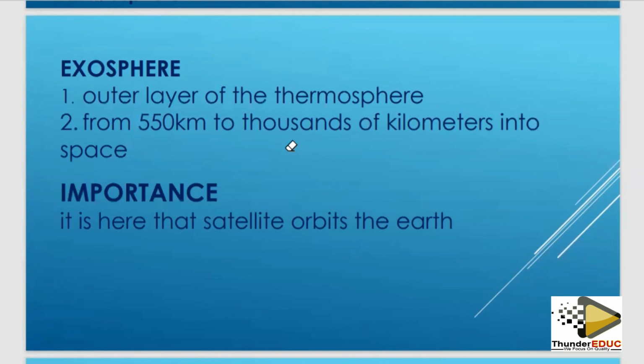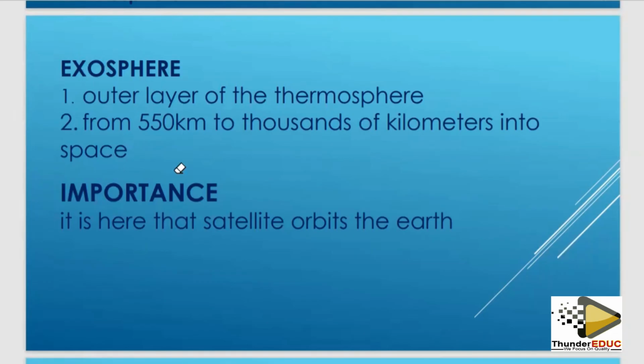Right. Then lastly, we look at the exosphere, which is now the outer layer above the thermosphere. We are now out of the Earth's structure. We are approaching space. It's from 550 kilometers to thousands of kilometers into space. We are now getting into space. Exo, we are saying we are outside the spheres, out of the normal spheres which make up the Earth.